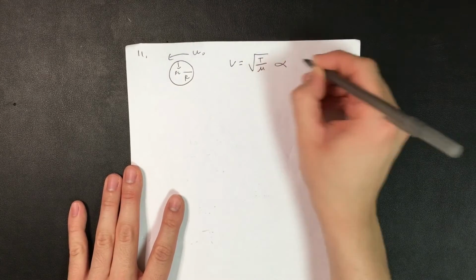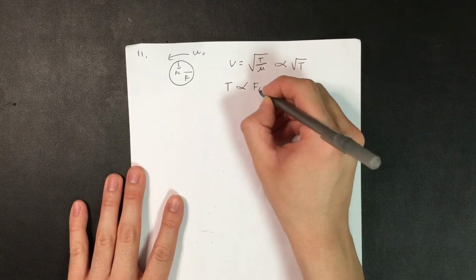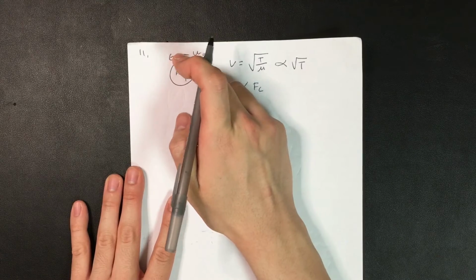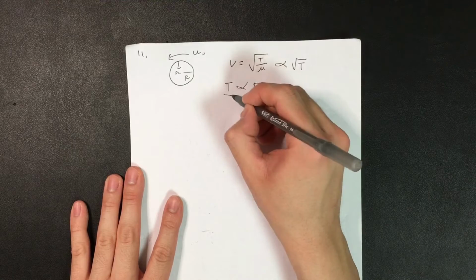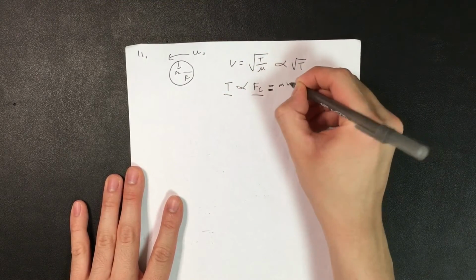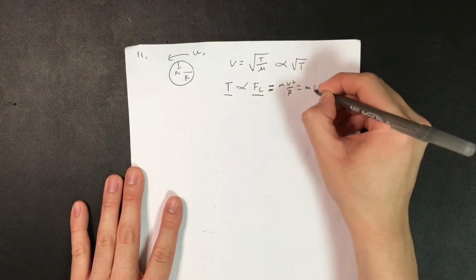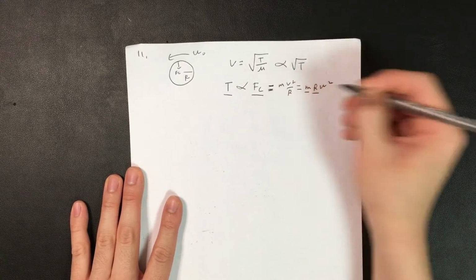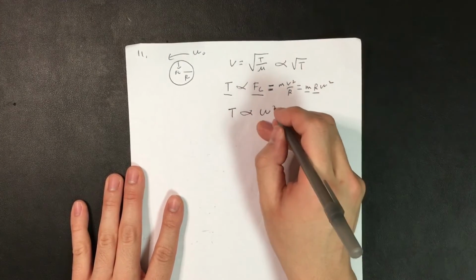Therefore, velocity is going to be proportional to square root of tension. Note that tension will be proportional to the centripetal force because only tension is present, which means the radial component of tension must be centripetal force. This means those two forces must be proportional to each other. Now, Fc from its definition equals mv squared over r, but since v equals r omega, this equals m times r times omega squared. Again, since mass and r are constant, we can conclude that tension is proportional to angular frequency squared.